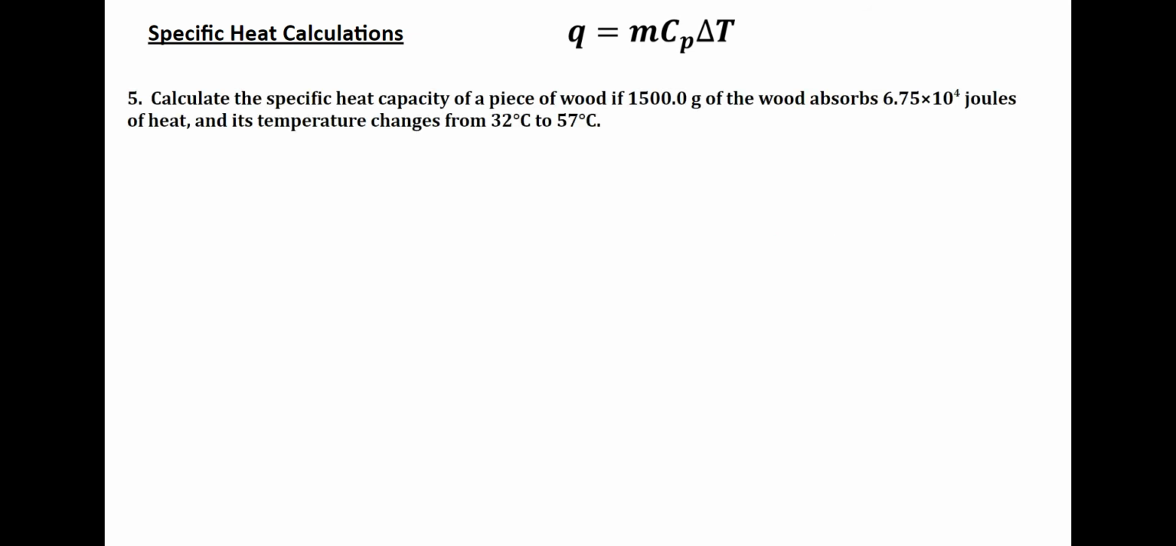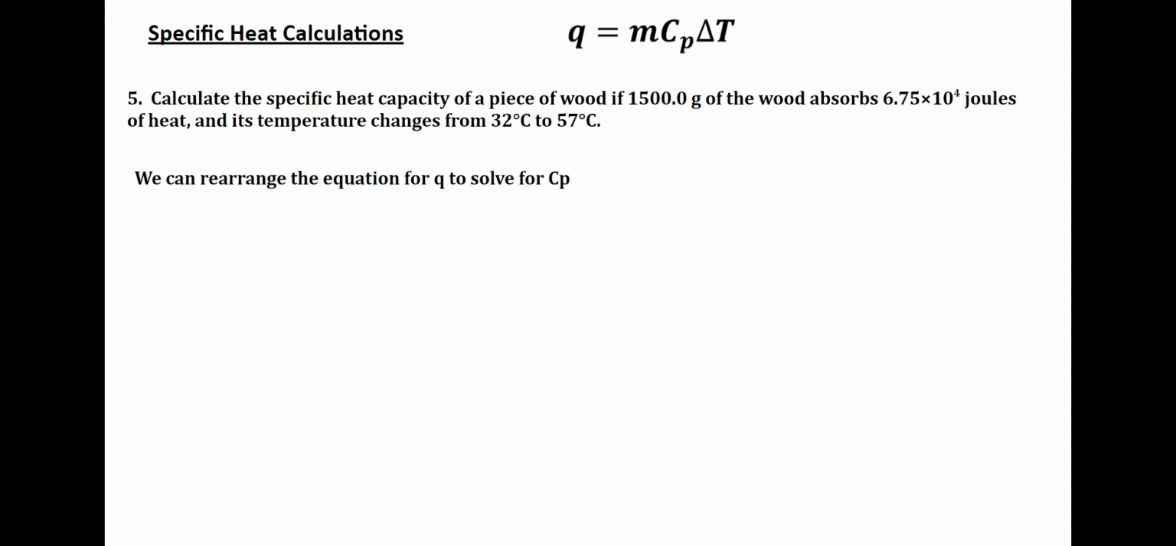The next question is another specific heat question. Calculate the specific heat capacity of a piece of wood if 1,500 grams of wood absorbs 6.75 times 10 to the 4 joules of heat, and its temperature changes from 32 degrees Celsius to 57 degrees Celsius. 6.75 times 10 to the 4 joules is scientific notation.